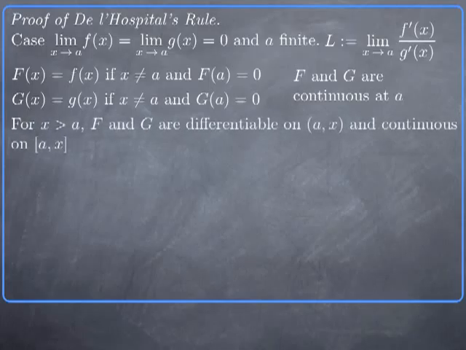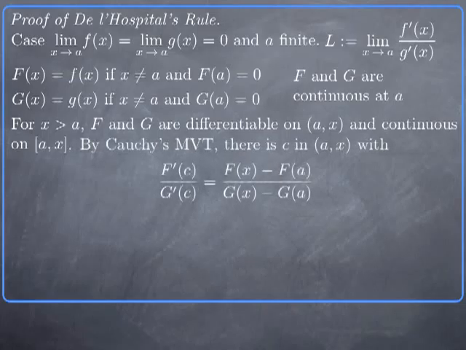That means that if we take an x, for instance, greater than a, then this capital F and capital G are differentiable on the open interval ax and continuous on the closed interval ax. That's because everywhere but at a, they coincide with the functions little f and little g that have the required conditions, and at a, which is the only place where we have potentially a problem for little f and little g, we fixed it. We get continuity of capital F and capital G.